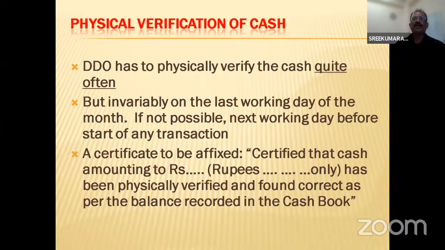The certificate to be affixed is: certified that cash amounting to rupees this much has been physically verified and found correct as per the balance recorded in the cash book. So there is a cash chest, there is a cash book. The cash book closing balance will be there. That much balance has to be available in the cash chest.